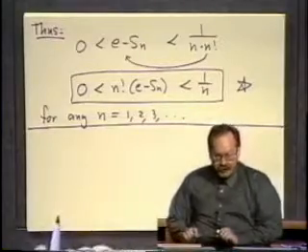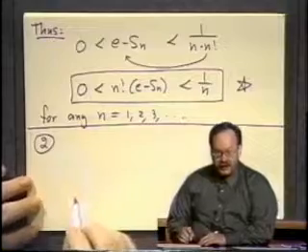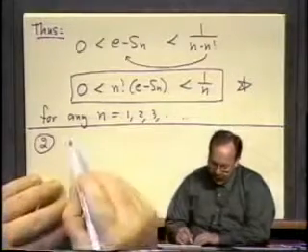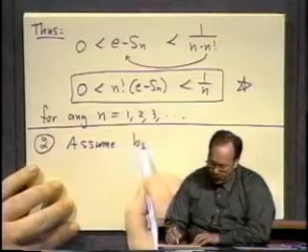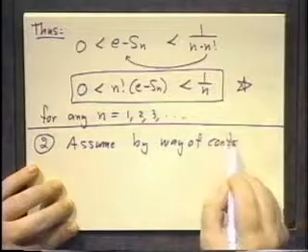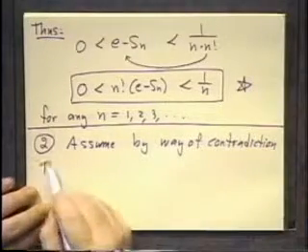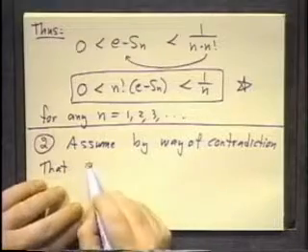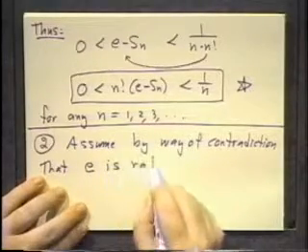That's the first part of the proof. Now, I'm going to use that result to actually address the heart of the proof. We will assume, as I've done before, by way of contradiction, that the opposite of what we believe to be true is true. We will say that e is rational.